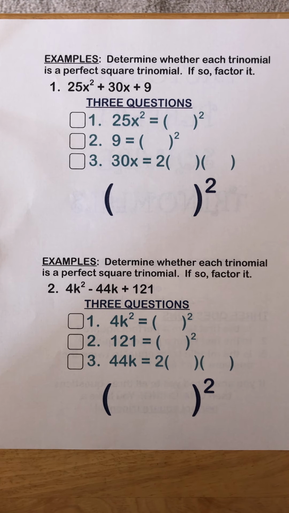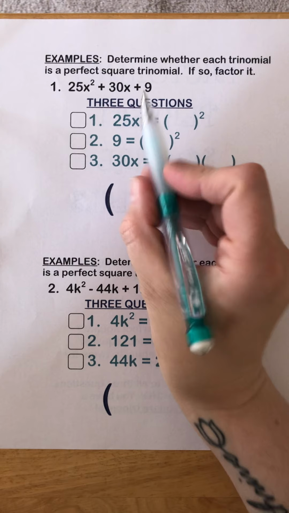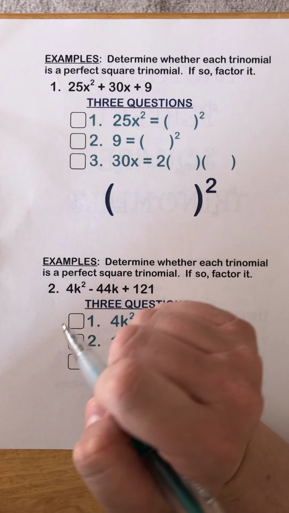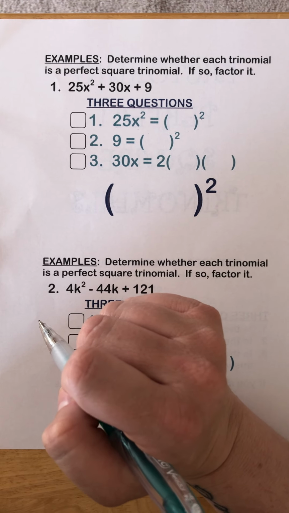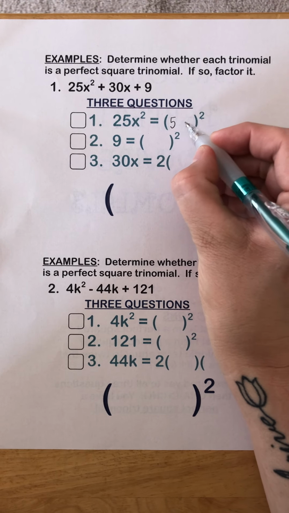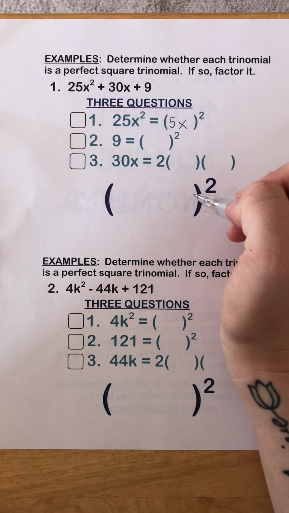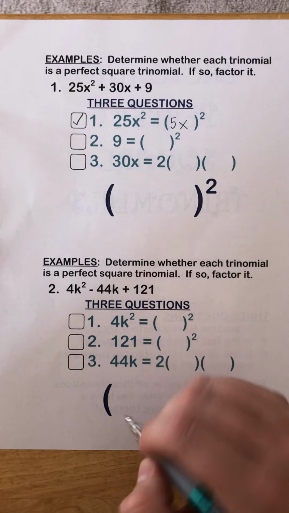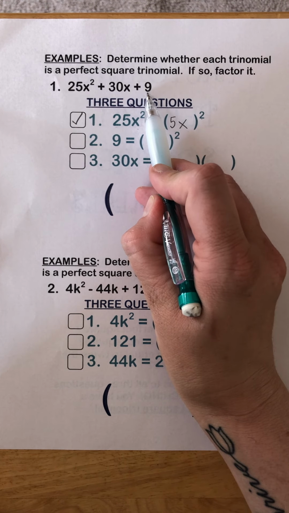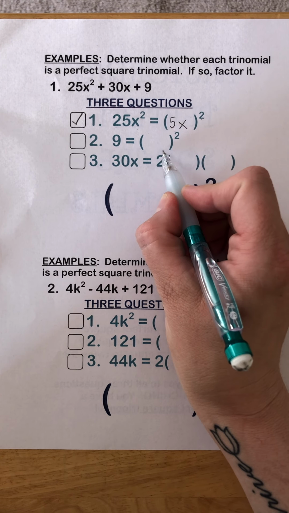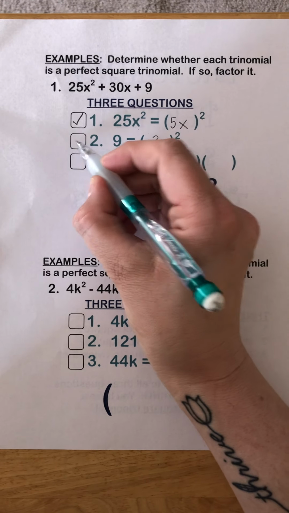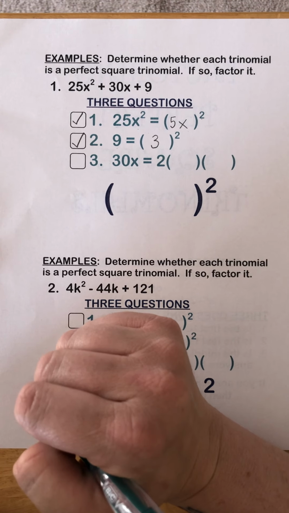So here we go. Question number 1, is the first term a perfect square? Can I square something to get 25x squared? Well, I can square a 5 to get 25, and I can square x to get x squared. So I get a yes. Question number 2, is the last term a perfect square? What could I square to get 9? Well, that's pretty easy. That's a 3. So I get another yes.